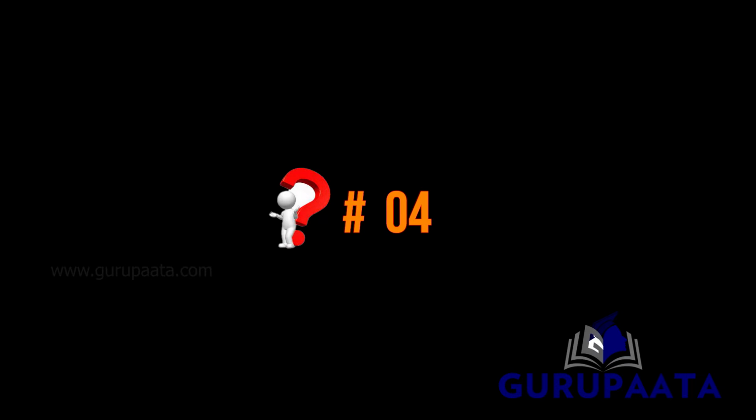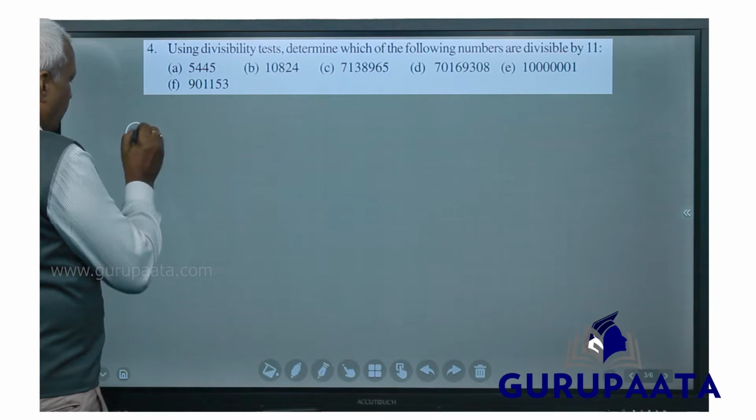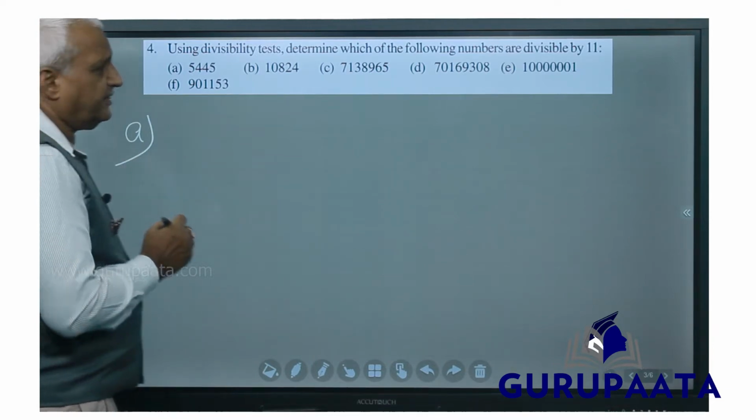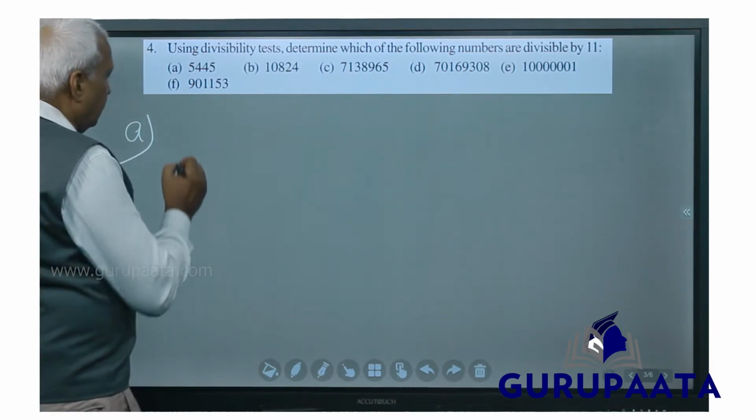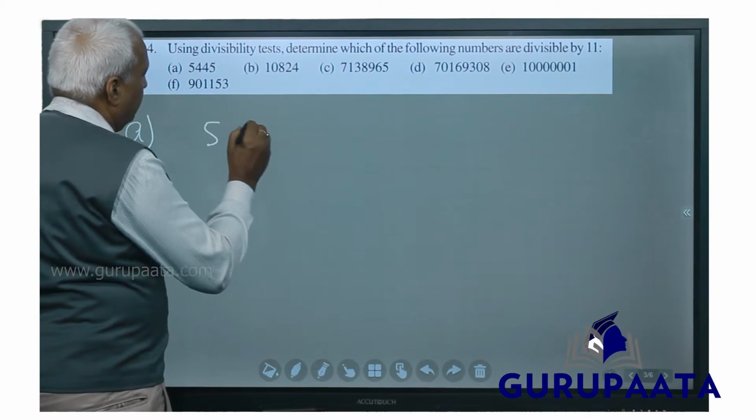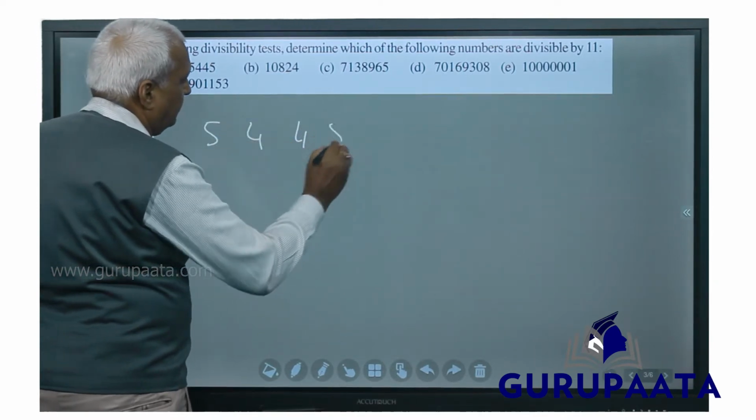Now we are going to start question number 4, A. This is to check the divisibility by 11. So 5, 4, 4, 5.